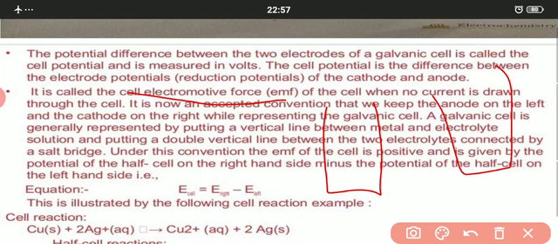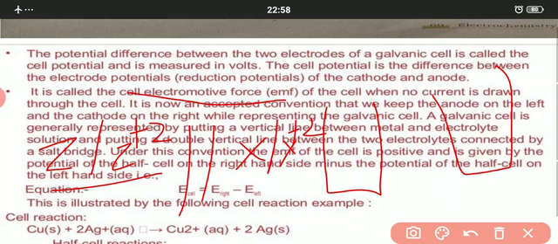When no current is drawn through the cell, it is now an accepted convention that we keep the anode on the left and cathode on the right while representing the galvanic cell. Remember this. If we represent a galvanic cell, for example Zn, Zn+2, on the left side we always keep the anode, while on the right side we always keep the cathode.